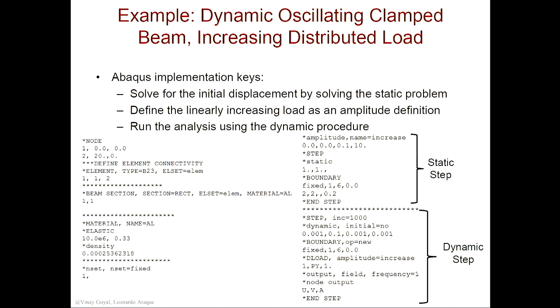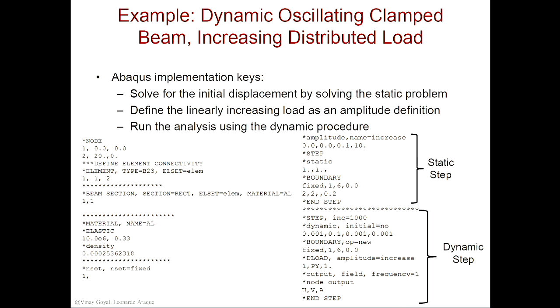Abaqus implementation keys. I'll point out some things I had to do. So here's my single element. It goes from 0 to 20. That's the length. B23 is my Bernoulli beam element, 2D space, cubic interpolation. My beam section is rectangular, cross-section area is 1, elastic, I took aluminum in this case, not steel. The density is 0.0253. Fix the left-hand side. I put an amplitude here, check it out. The amplitude is increasing linearly. You see it starts at 0, and it increases to a value of 10 at 0.1 seconds. That's a slope of basically 100. So that gives you Q equals 100, in essence.